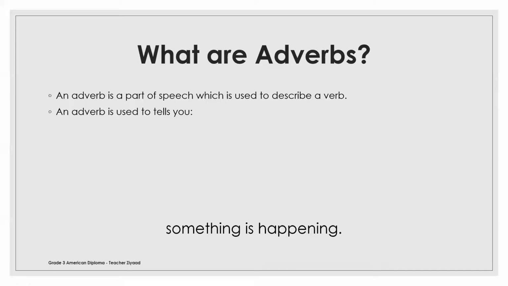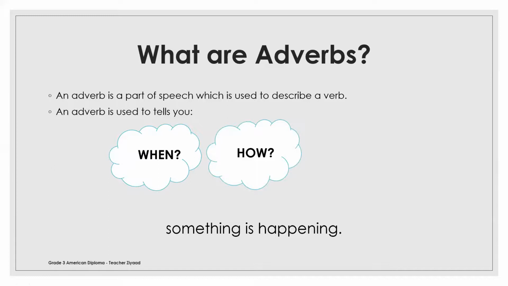So adverbs tell you the following things. It tells you when something takes place, which we call an adverb of time. It also tells you how something takes place, which is called an adverb of manner. And then lastly, for today's lesson, we'll also tell you about adverbs of place, which is where something takes place. Right? So remember that a verb is an action word. It tells you about something happening, right?